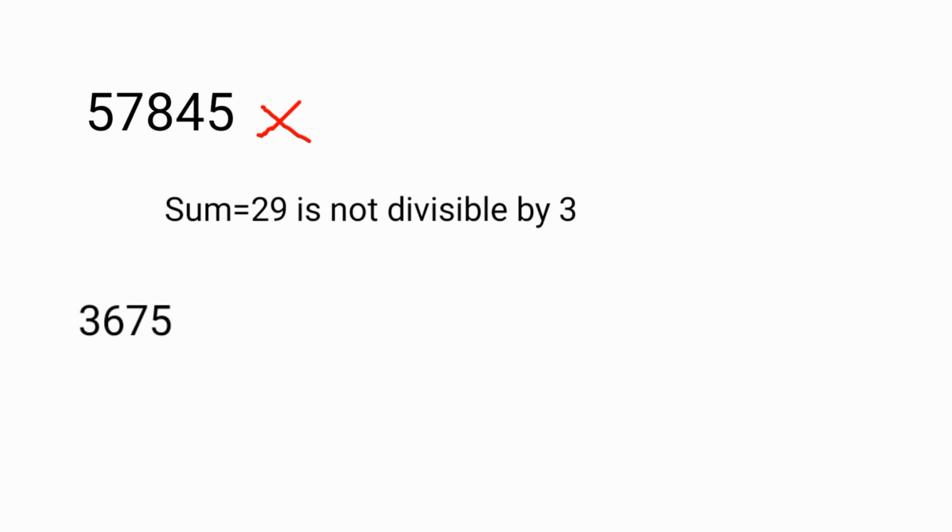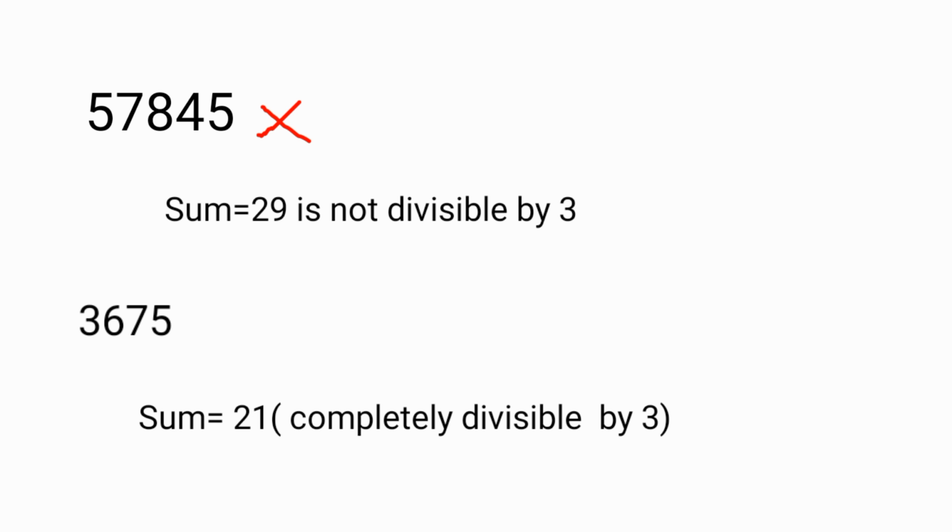Next is 3675. To check for the divisibility by 3, we have to add all the digits. That is 3 plus 6 is 9, 9 plus 7 is 16, 16 plus 5 is 21. Then check whether 21 is divisible by 3. 21 is completely divisible by 3. So 3675 is also divisible by 3.